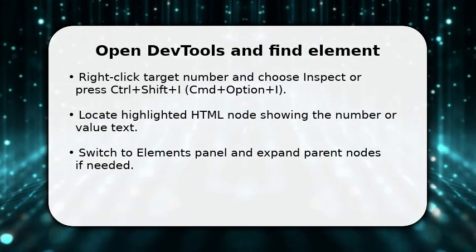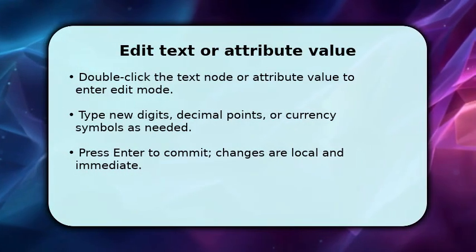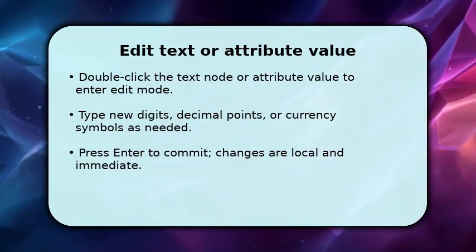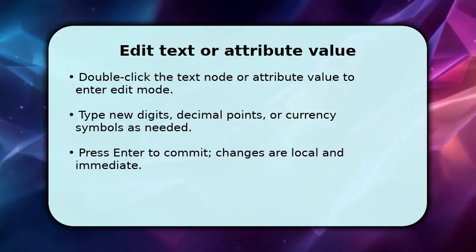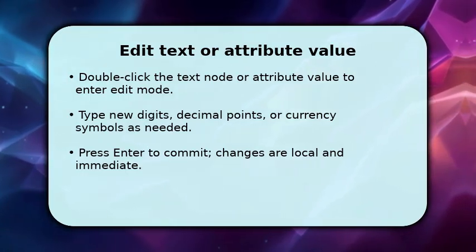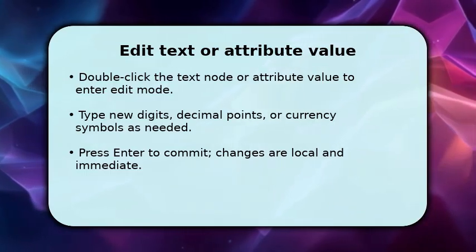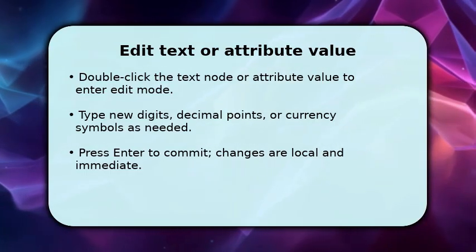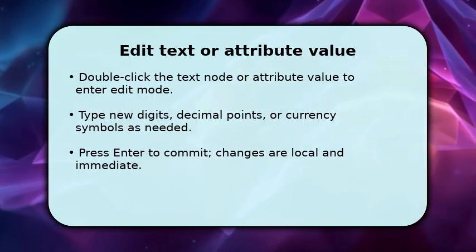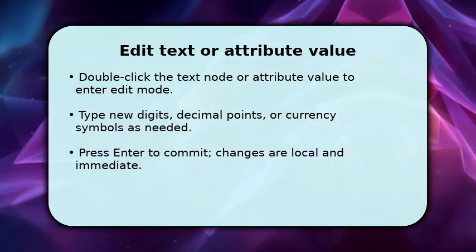Once you've found the node, double-click the displayed text or the value inside quotes to edit it directly. Type the new number, include decimals, percent signs, or currency symbols exactly how you want them to appear. Browsers render whatever string is there. After pressing enter, the page updates instantly, so you can verify layout and formatting.